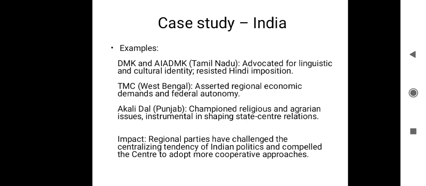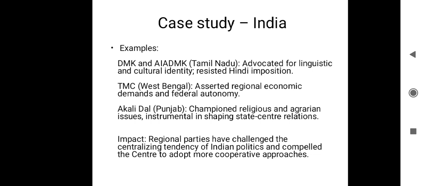Then we will see some examples from the case study of India, like DMK and AIADMK in Tamil Nadu. These parties advocated for linguistic and cultural identity and resisted Hindi imposition. Then next is TMC in West Bengal. It asserted regional economic demands and federal autonomy. Then Akali Dal in Punjab. It championed religious and agrarian issues, instrumental in shaping the center-state relations.